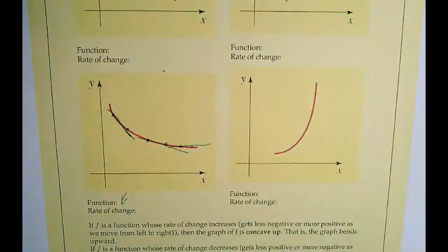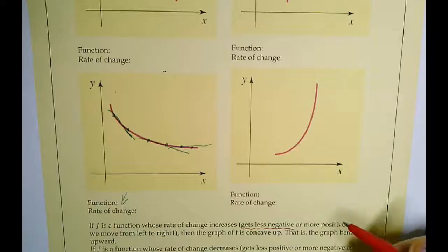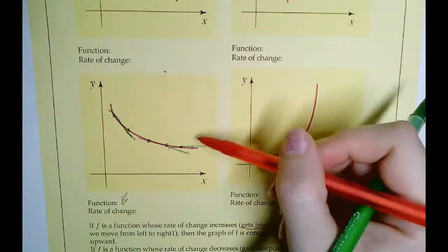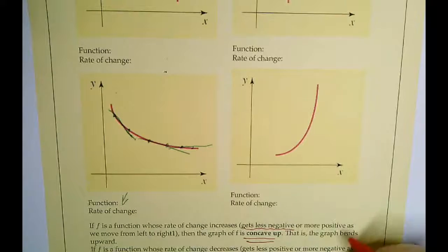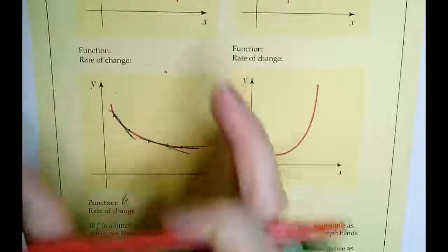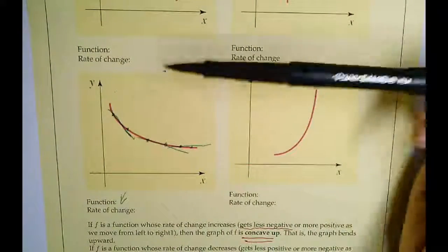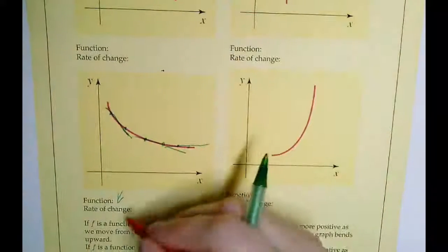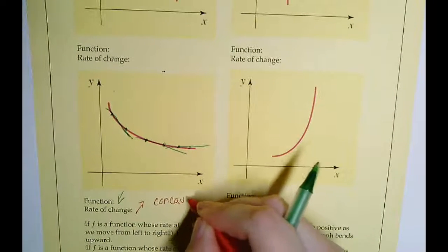So we say that the slope gets less and less negative, because this is a negative slope. So in that case, we say that the function is concave up. That is, the graph bends upward. It's like it holds, if you want to think about it, like a cup of soup up. So when the rates of change are increasing, we have a graph that we call concave up.